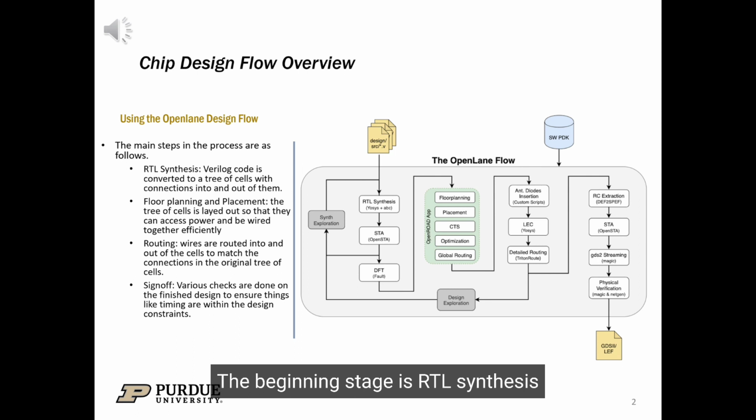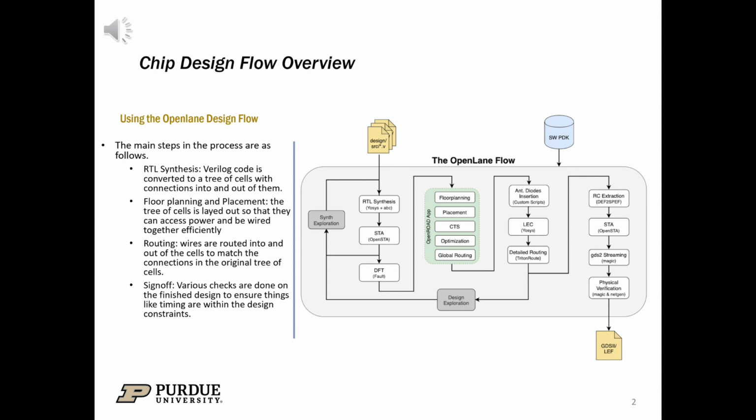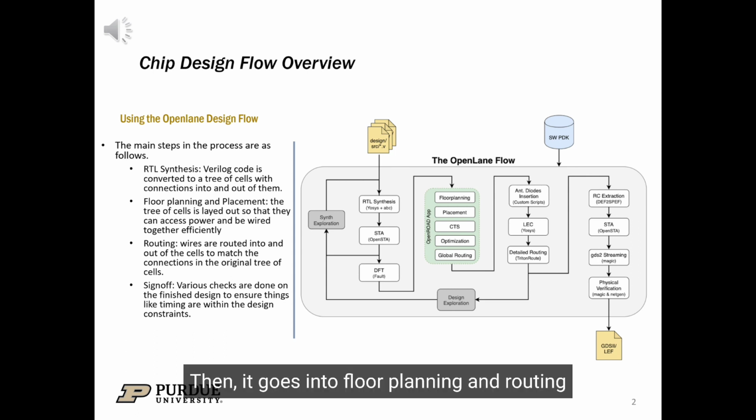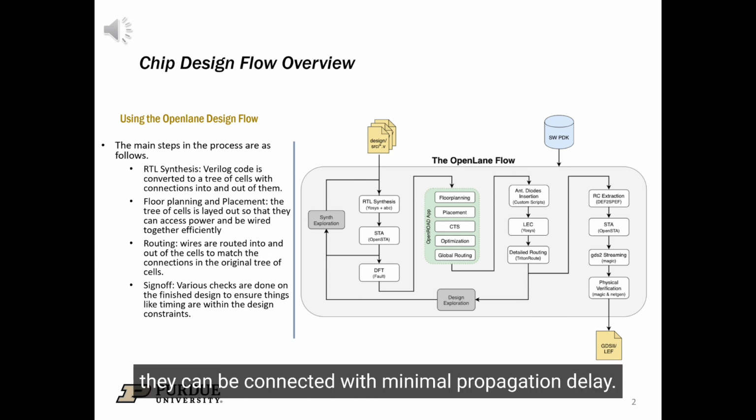The beginning stage is RTL synthesis. This takes your Verilog code and converts it into a tree of standard cells which can be produced on the chip. Then it goes into floor planning and routing, where it takes that netlist tree of cells and places them down in a way that they can be connected with minimal propagation delay.